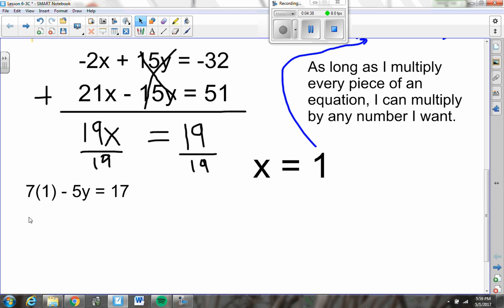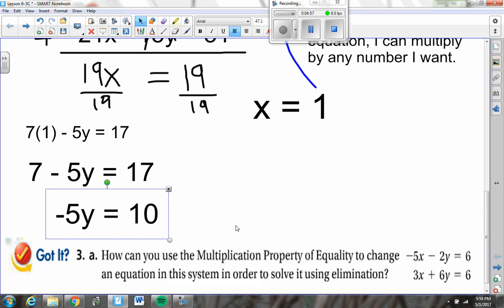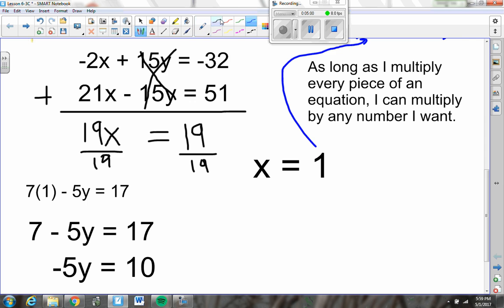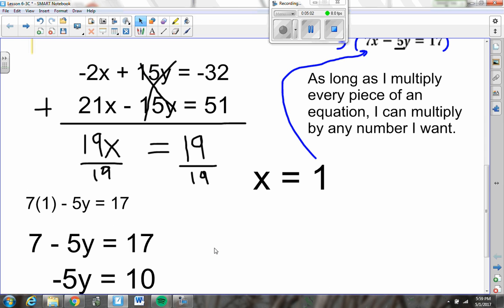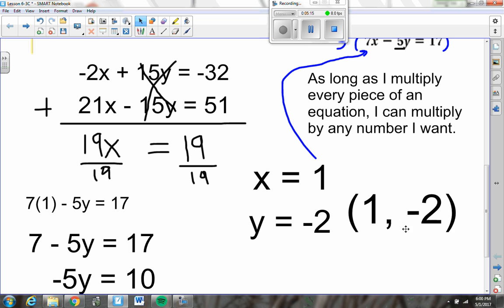So then obviously this says 7 minus 5y equals 17. And if I solve, negative 5y equals 10, and then I just have to divide both sides by -5, and I get that y is equal to -2. Once I have this, I can write my coordinate point, parenthesis 1, comma, -2, and I have my solution. My final answer is here.